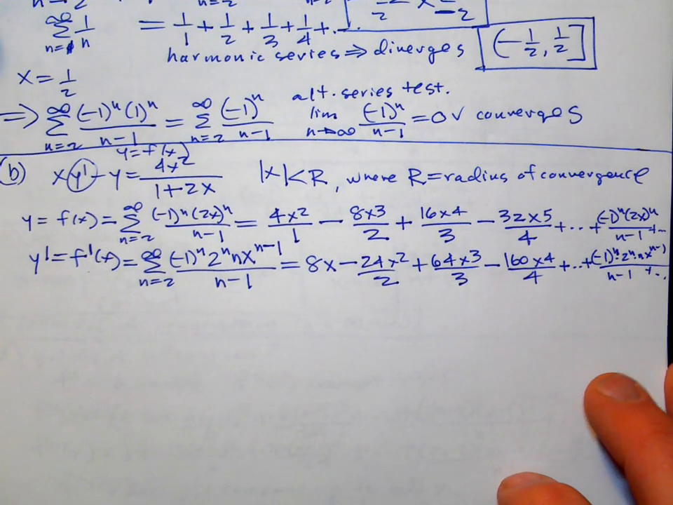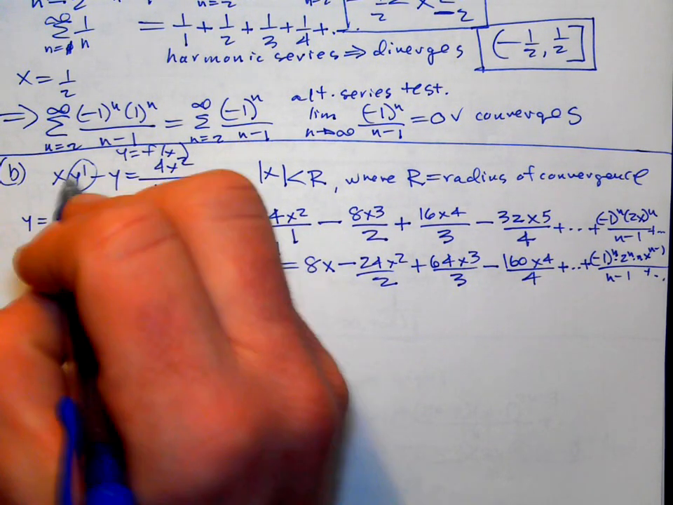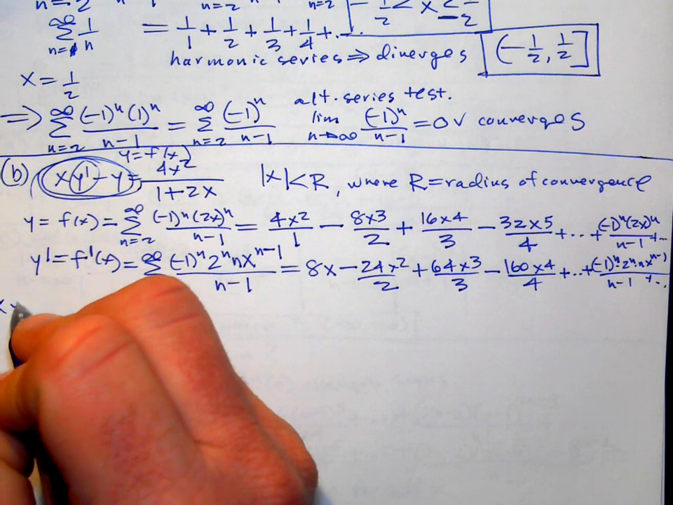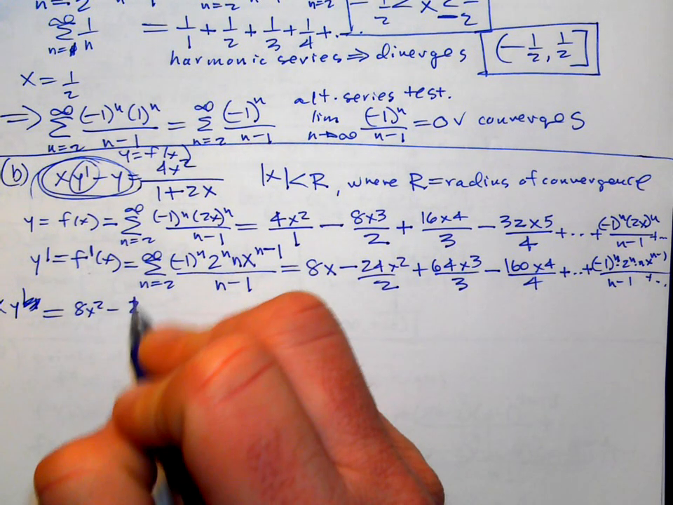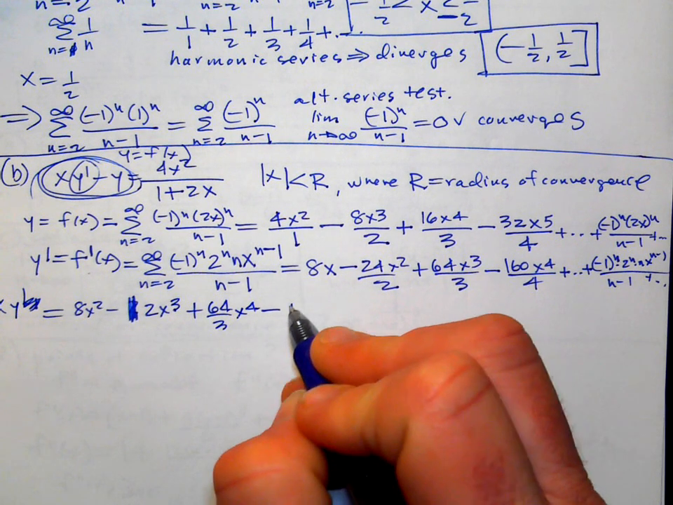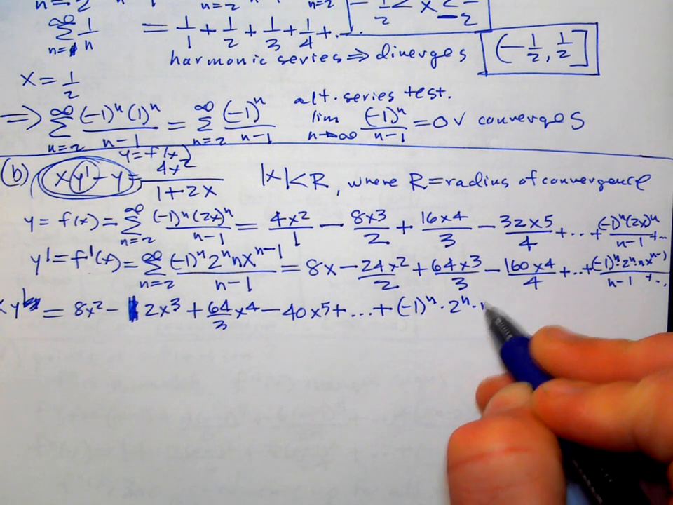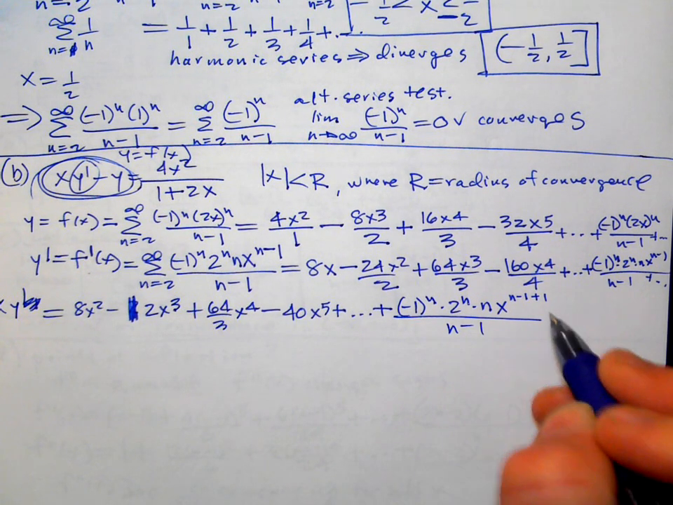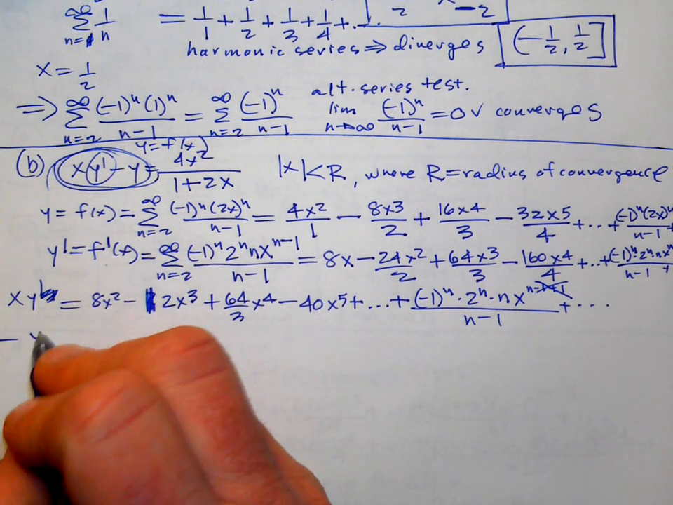So I wrote out y as a function, and I wrote out y prime. And then we're supposed to plug this into the differential equation. All right, let's try and construct that and see what we get. This is definitely kind of weird. Part A was pretty straightforward. Part B is a little weird. So xy prime would be 8x squared minus 12x cubed plus 64 thirds x to the fourth minus 40x to the fifth plus dot dot dot, plus negative 1 to the n times 2 to the n times n times x to the n minus 1 plus 1, because we're multiplying by an extra x, over n minus 1, plus dot dot dot, so that'll just be x to the n. So that's x y prime, and then we're going to go ahead and subtract y from it.